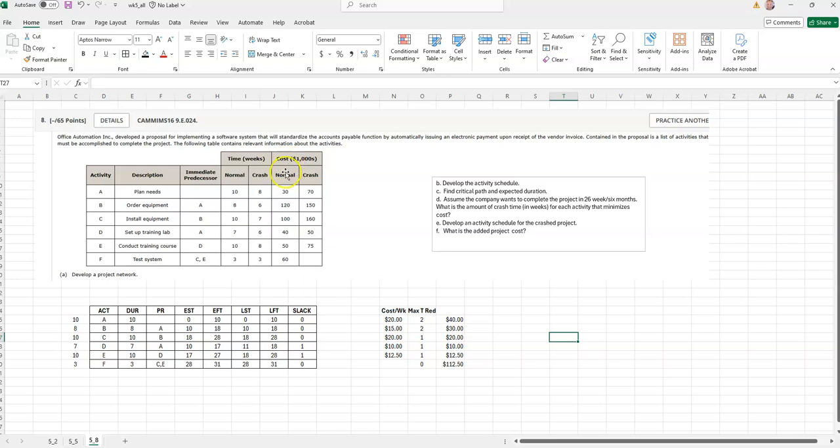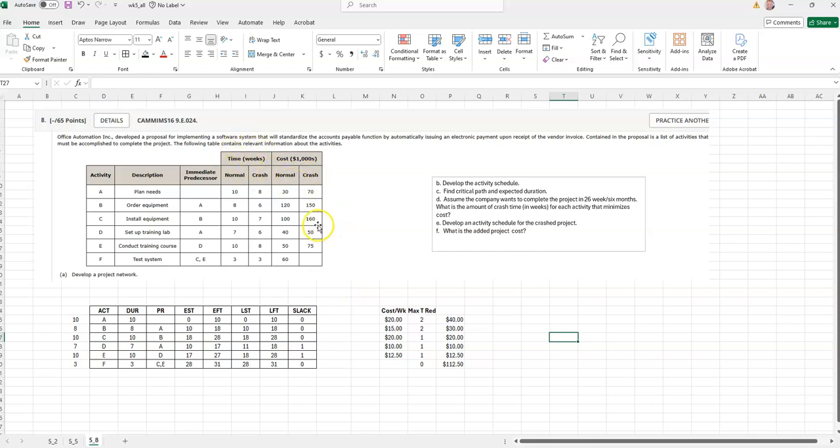Then it says the normal cost for this activity is $30,000 if we do it in 10 weeks, so on and so forth. But the crash cost here obviously is going to be a little bit more, so $70,000 with the crash approach here. So what did I do down here? The thing that you're going to have to do here is come up with a weekly cost. Yes, it is weeks. I knew I saw weeks.